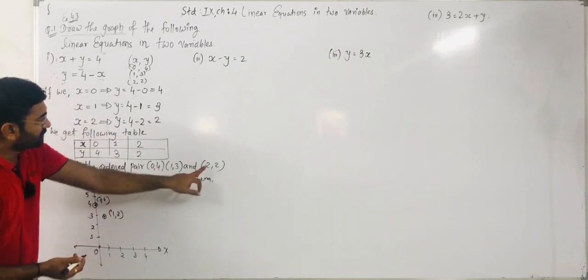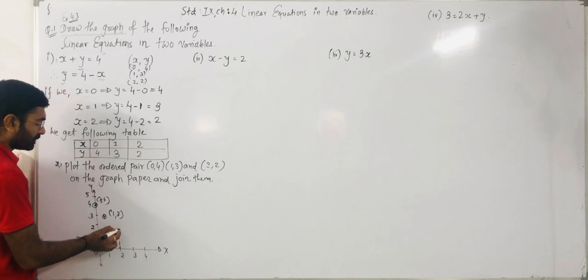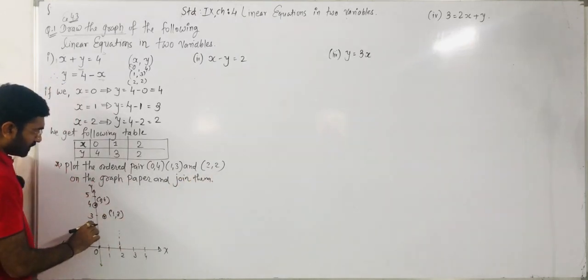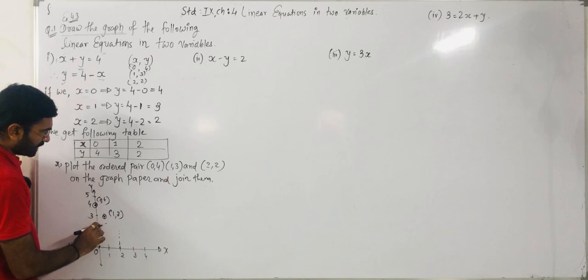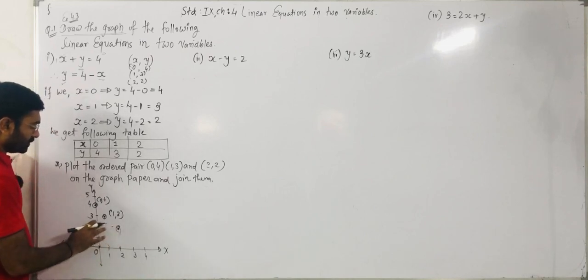Then (2, 2). The x coordinate is 2, so on the x axis 2 is here. We draw one perpendicular line. The y coordinate is 2, so from the y axis we have to draw the perpendicular line. So both are intersecting here, and that is our (2, 2) point.